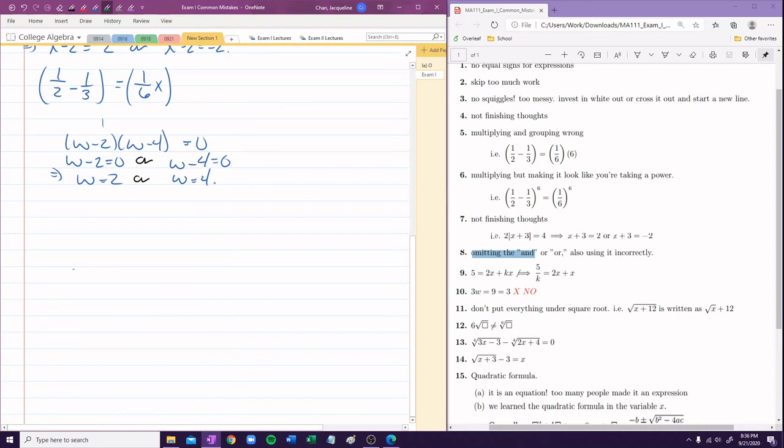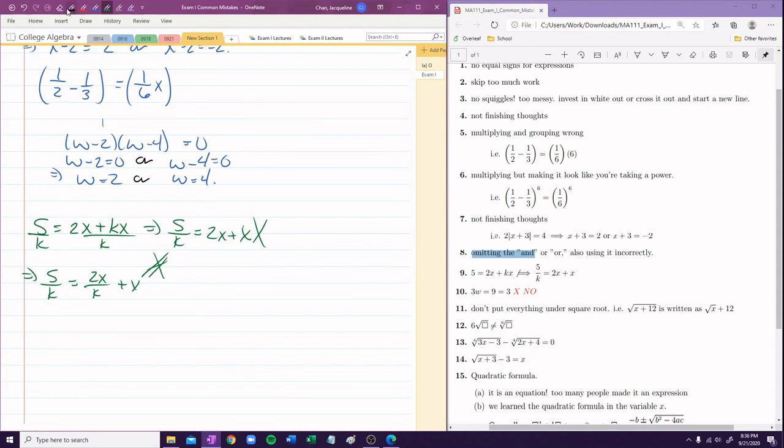Okay, another one. A lot of you actually struggled with this one, right? Some of you ended up saying 5 over k is equal to 2x plus x. This is wrong, okay? And how do we know it's wrong? Because if I divided everything by k, I'd get 5 over k is equal to 2x over k plus x. As you can see, these two do not equal. If you're going to divide by k, you have to divide every single term by k.